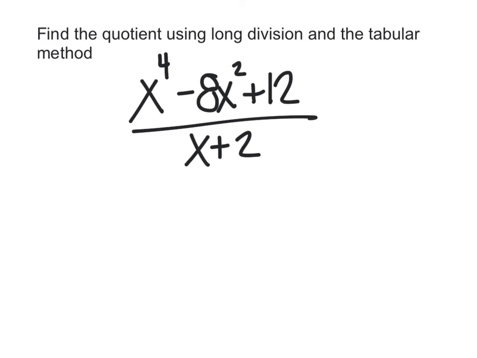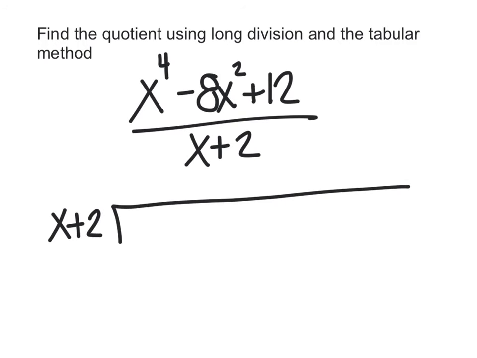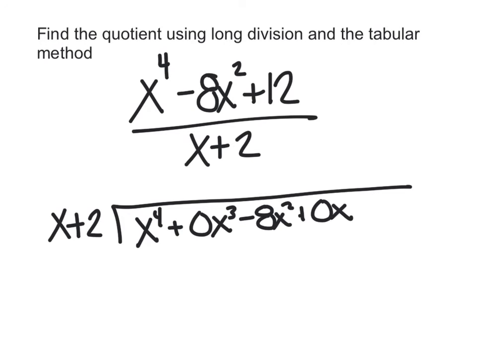Now, this one's a little uglier. Can you see why? It starts with x to the 4th, but it doesn't have all the terms. We're definitely missing the x cubed and the x term, so we'll have to be real careful when we set this up. So my divisor is x plus 2, and I'm carefully going to divide by x to the 4th. We need them in order. I have 0x cubed minus 8x squared plus 0x plus 12. So remember how important it is to make sure you put those 0 placeholders in.